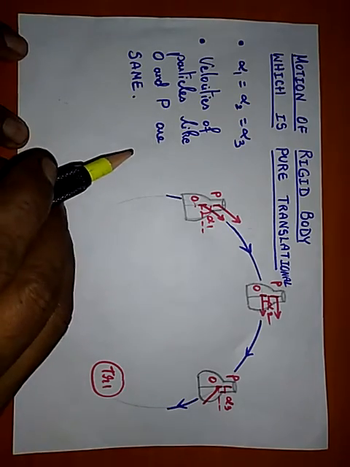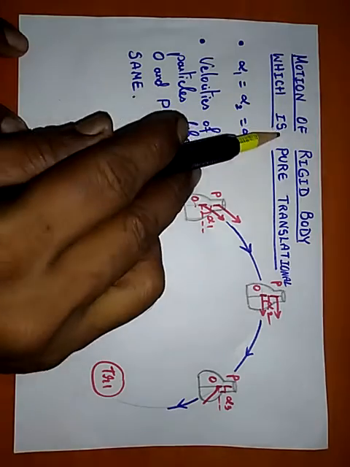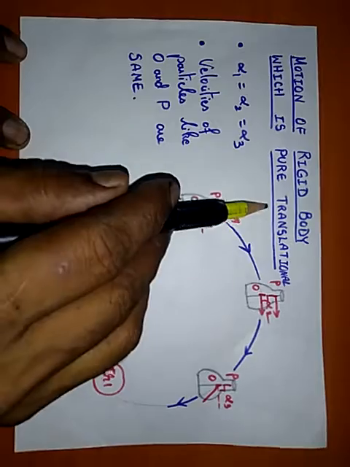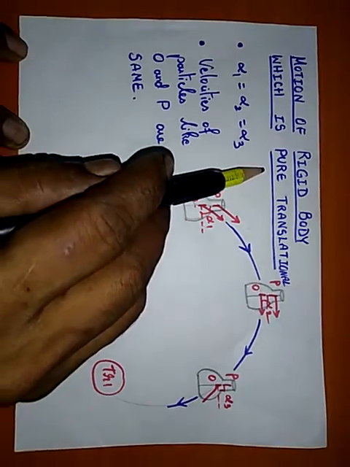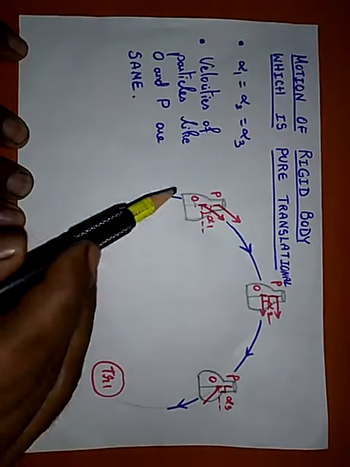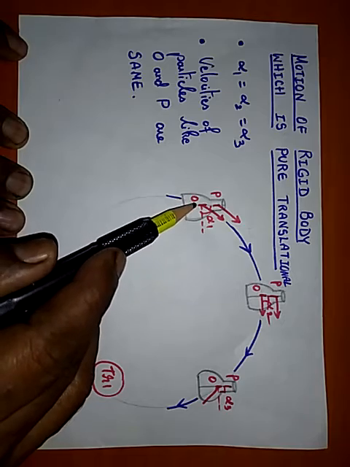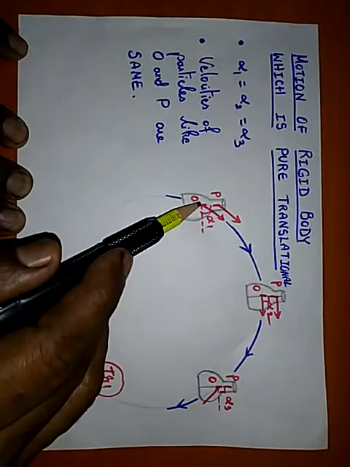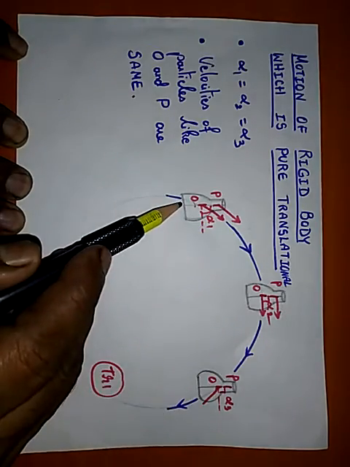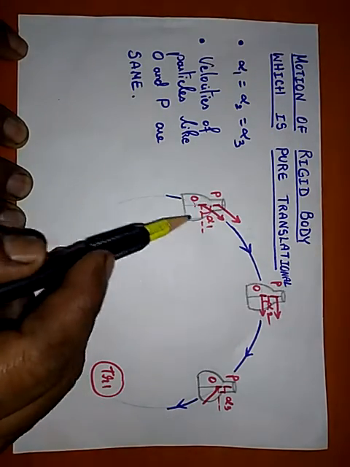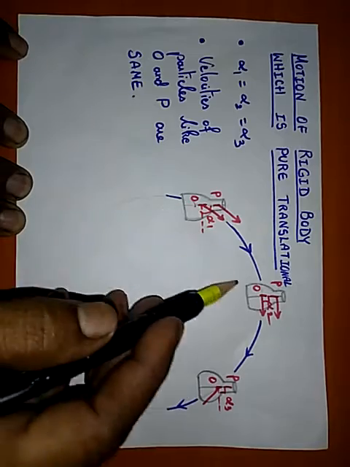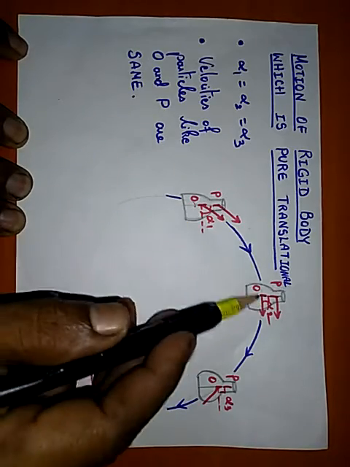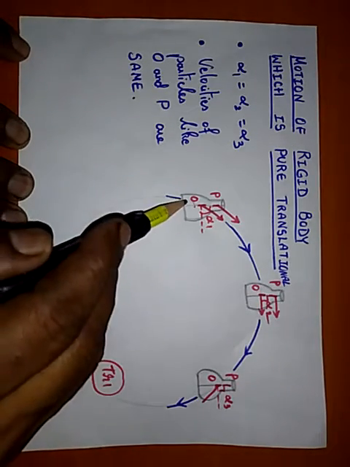Today we are going to see about motion of a rigid body which is purely translational. If you look into this diagram, we have considered the object at different times. But if you carefully see, the orientation of the object is not altered.